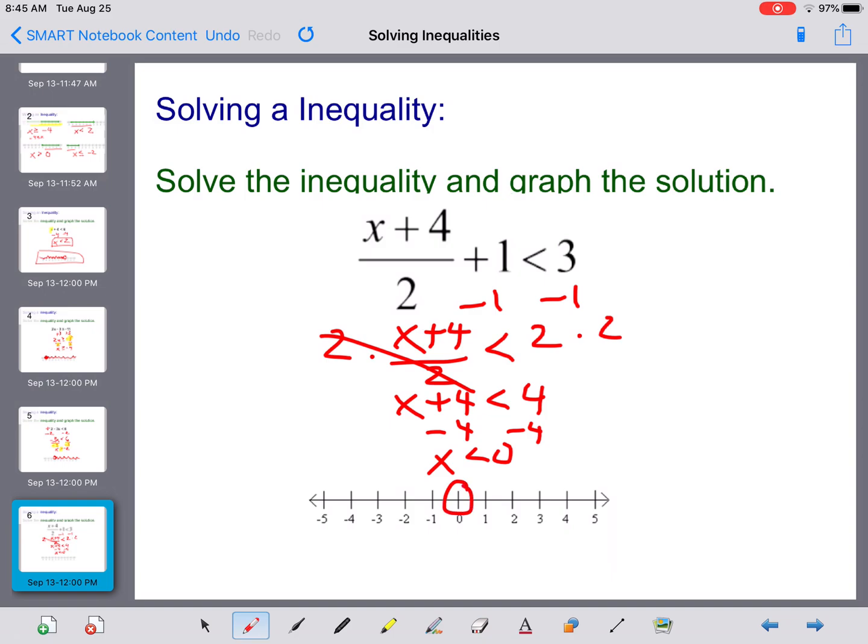So we're going to go to 0, open circle because it's just less than, and for less than we're going to shade to the left. So again, this is your solution in inequality format, and then this is your graph. So I hope this helps with solving linear inequalities.